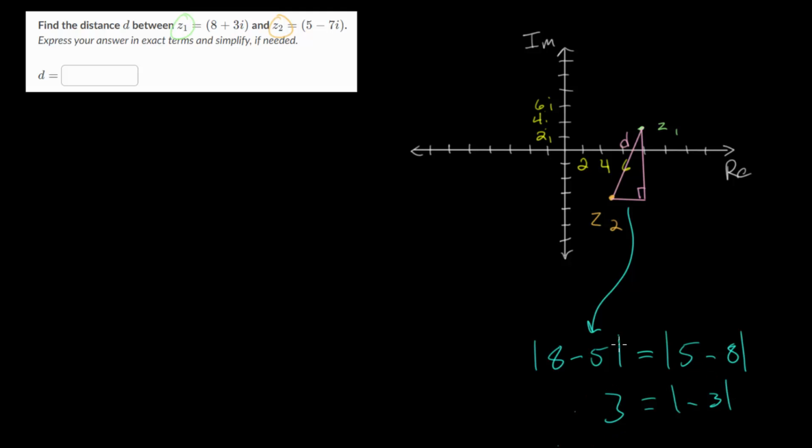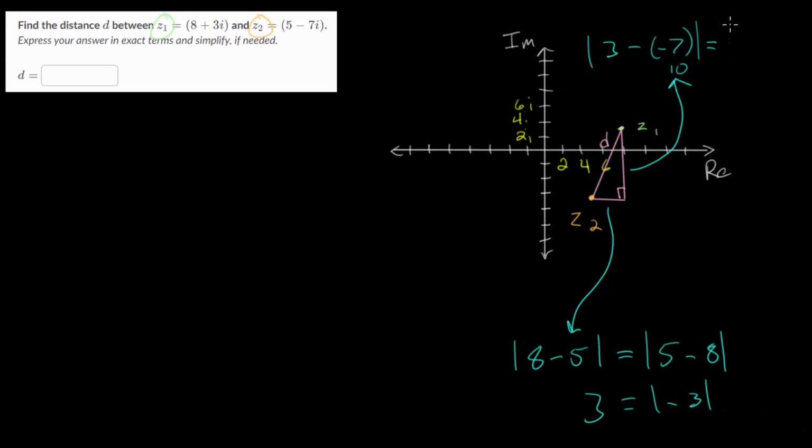So we can apply that same idea to the vertical component here. We just need to find the absolute value of the difference between the imaginary parts, and we can ignore i at this point. We really just want to find the magnitude of this line. The imaginary part of z1 is 3i, and we will find the difference between that and the imaginary part of z2, which is minus 7i. Since we're subtracting a negative, we're really just adding 7 to 3, and we find that this is equal to 10. If we did this the other way, we would find the same answer.